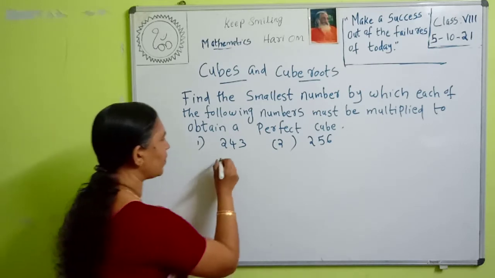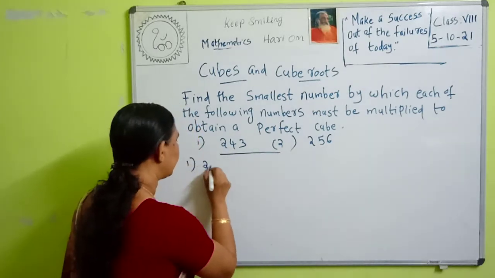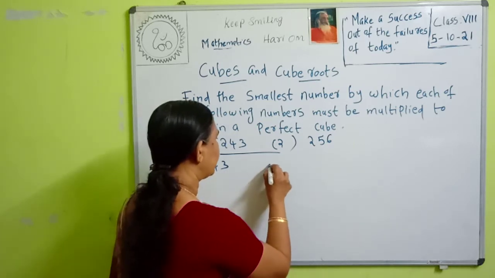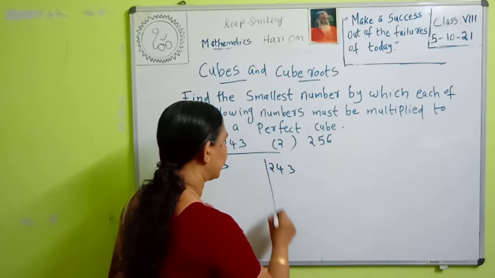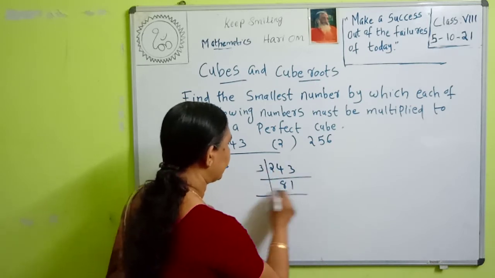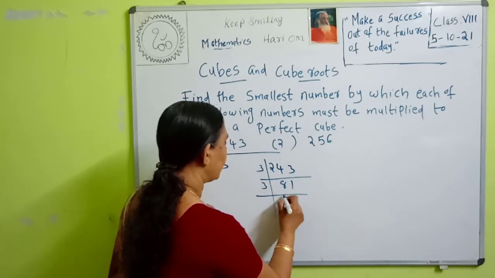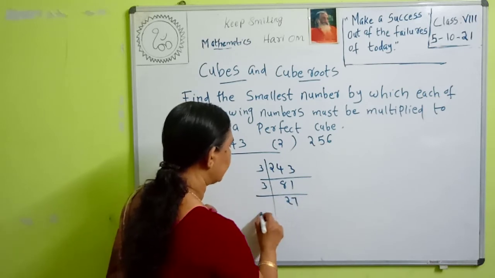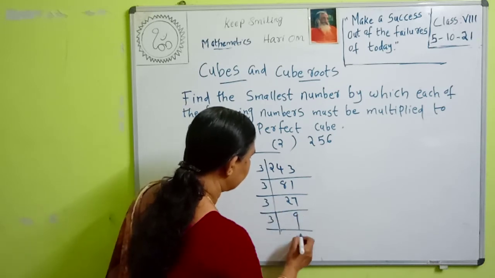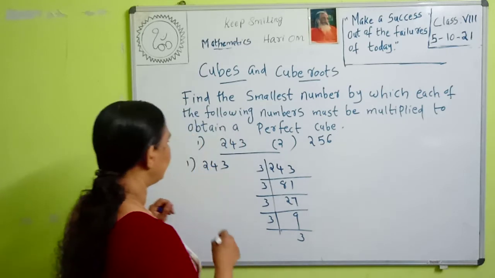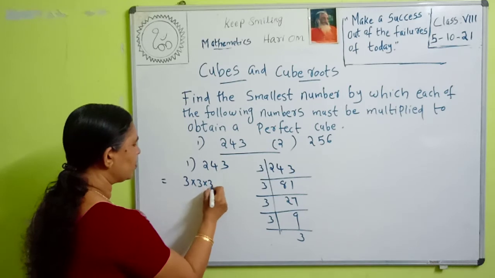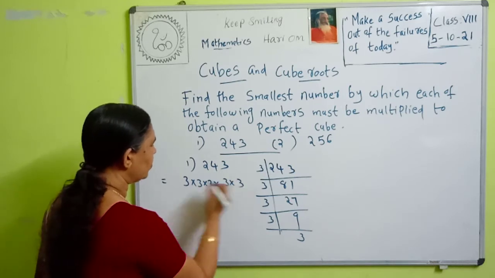Okay. First one is 243. First we can factorize this 243. Prime factorization: divide by 3, we get 81. Then 3, we get 27. Then also 3, 3 nines are 27. Then also 3, and 3 by 3 is 1. So 243 is equal to 3 into 3 into 3 into 3 into 3.